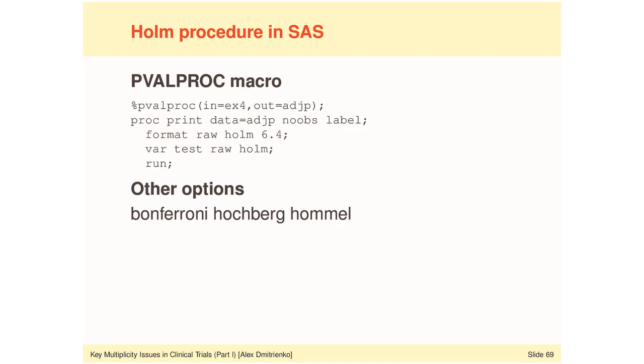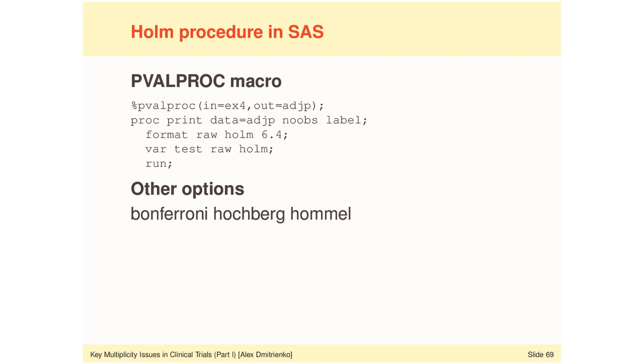This slide shows how multiplicity adjusted p-values can be computed using the %PvalProc macro. The macro's name, as you can guess, indicates that it supports general p-value based multiple testing procedures. It's a broad class of procedures that includes both non-parametric and semi-parametric procedures. This macro has two parameters. The in parameter specifies the name of the data set with hypothesis weights and raw p-values, and the out parameter specifies the name of the data set with adjusted p-values.